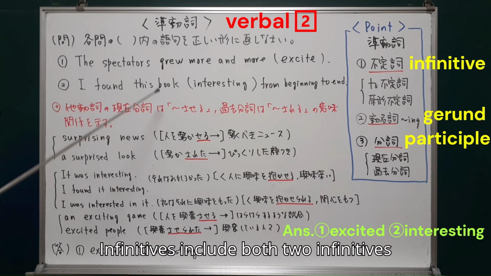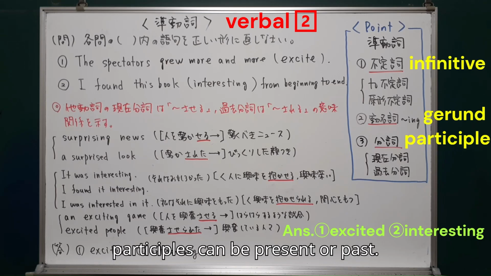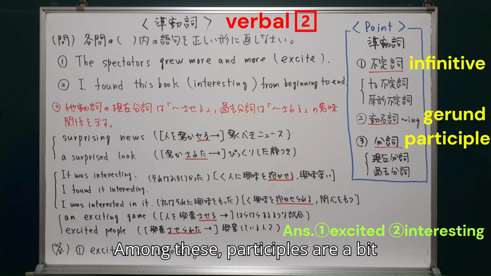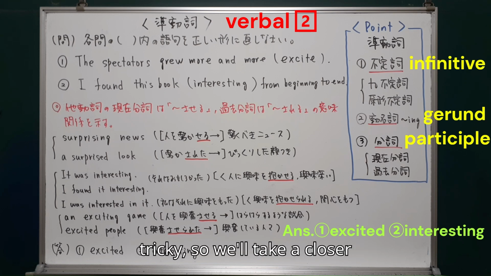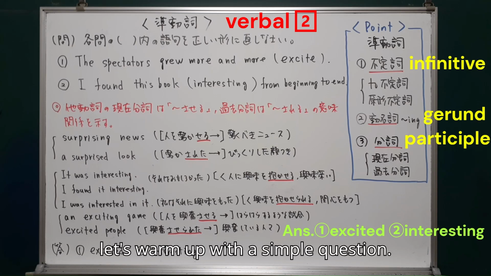Infinitives include both to infinitives and bare infinitives. Gerunds use the -ing form, and participles can be present or past. Among these, participles are a bit tricky, so we'll take a closer look at them today. Before that, let's warm up with a simple question.